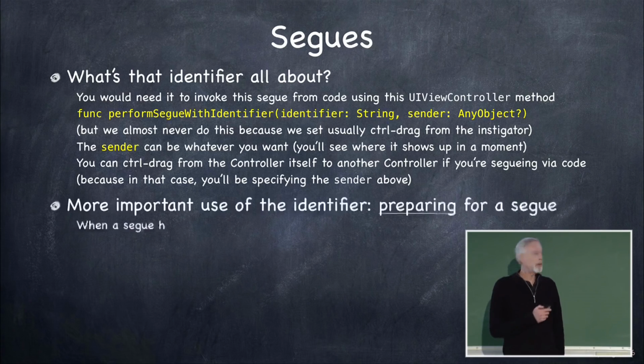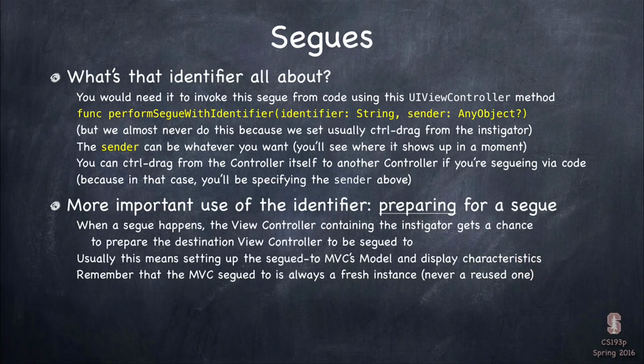So that's one reason you need the identifier. But a much more important reason is because when a segue happens, the MVC you're segueing to usually needs to be prepared to come on screen. It needs some information. Maybe it needs its model to be set. That's a common thing. Maybe it needs some of its drawing attributes to be set. So that is happening in this preparation. This is so important, I'm going to talk about the preparation in detail.